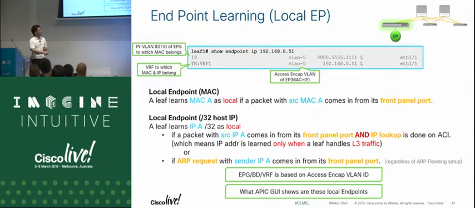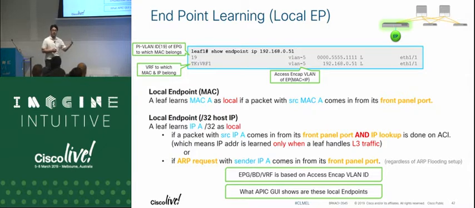from that same packet from the data plane. Okay? Then the next scenario is ARP request. If the ARP request comes in from a front panel port, then we will check the ARP header, and we will learn both MAC and IP from the sender MAC and the sender IP in the ARP header, from the data plane. So we don't use any CPU resources or anything. We just learn it from the data plane.